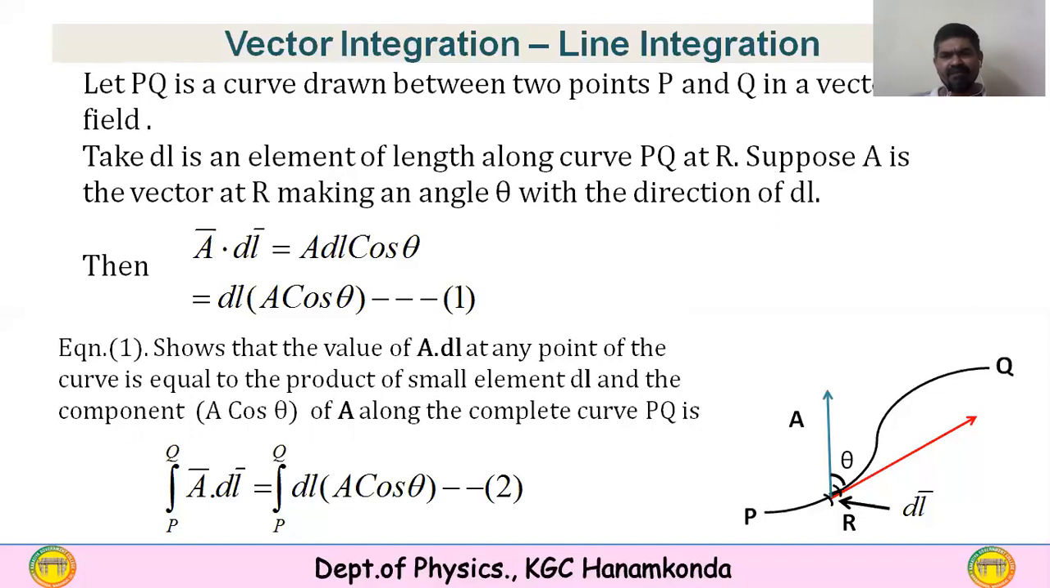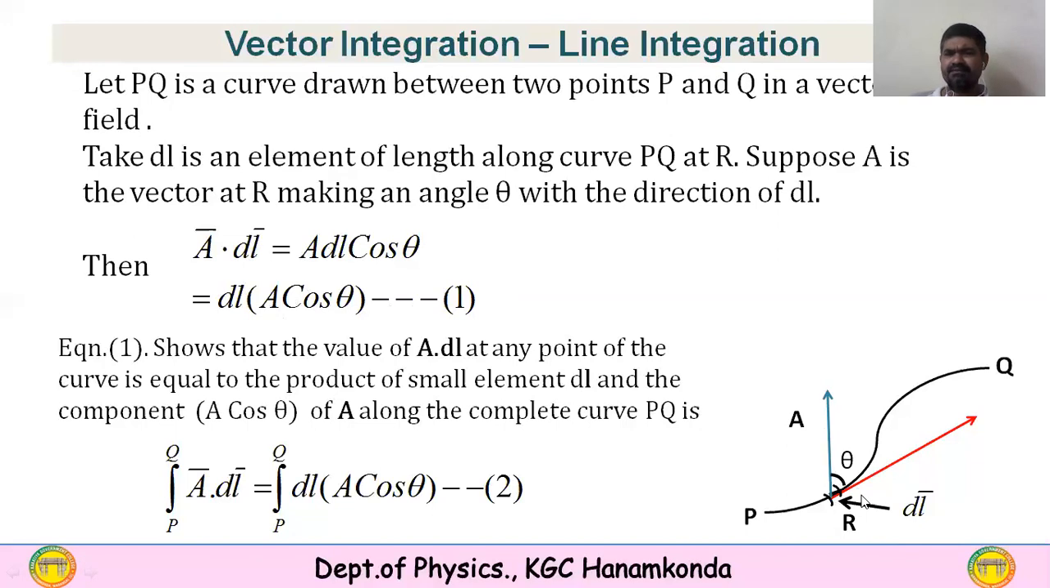The formula says that a dot b equals ab cos theta. In that way, A bar dot dl bar equals A dl cos theta, because theta is the angle between dl bar and A bar. Here I am writing dl in front and A cos theta. Say this is equation 1. This A cos theta represents the projection of vector A on the dl bar length.